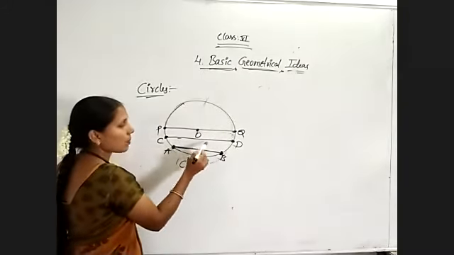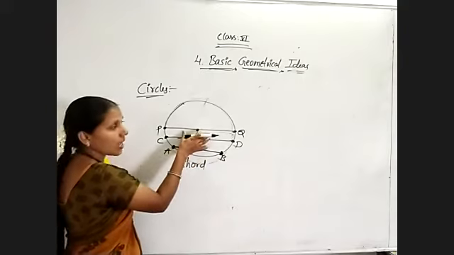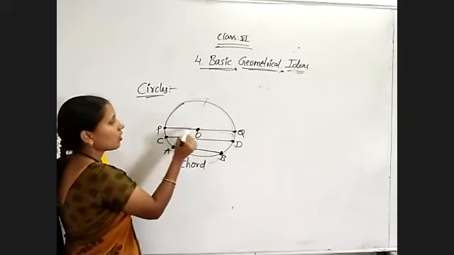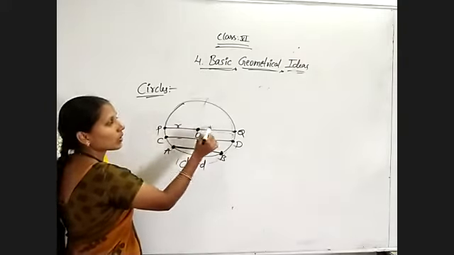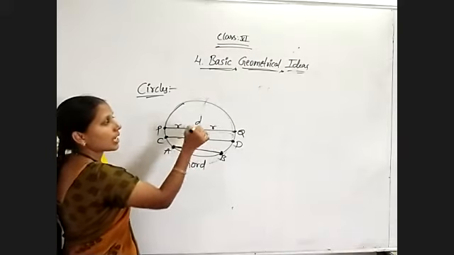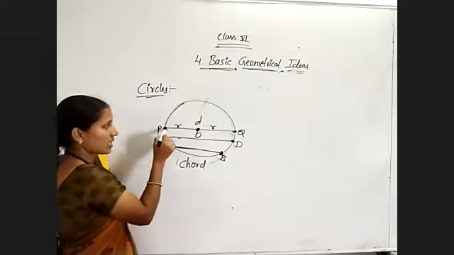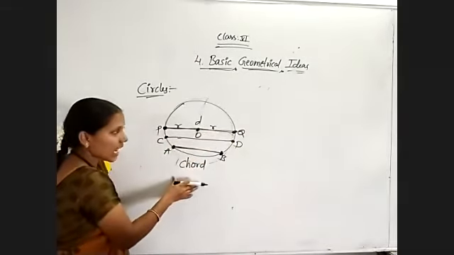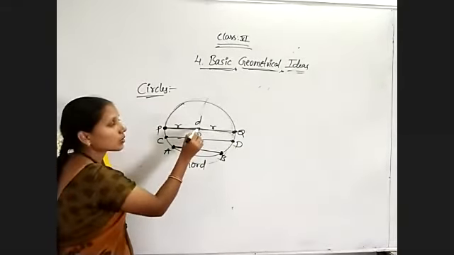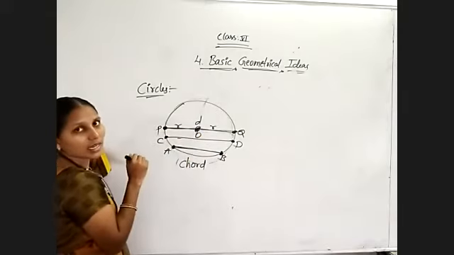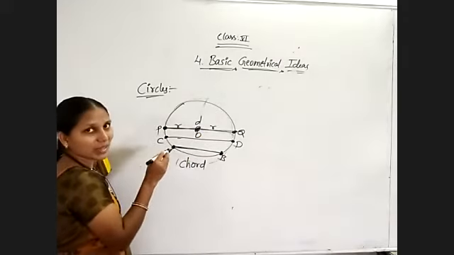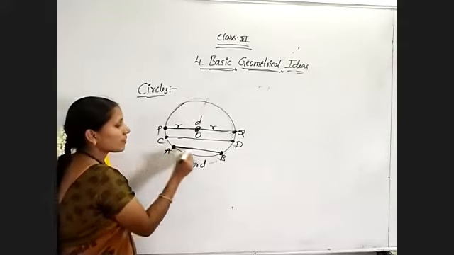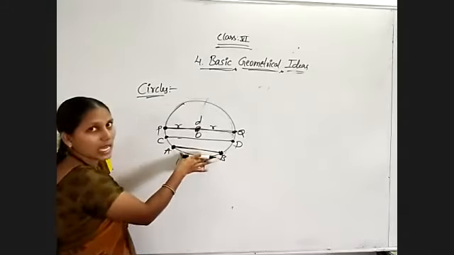These two are not passing through the center, but this is passing through the center. And just observe, OP length is R and OQ length also R. That means PQ is a diameter. So just remember, diameter is nothing but a chord which is passing through the center. Understand? First of all, what is the meaning of chord? A line segment which is joining 2 points on the circle.